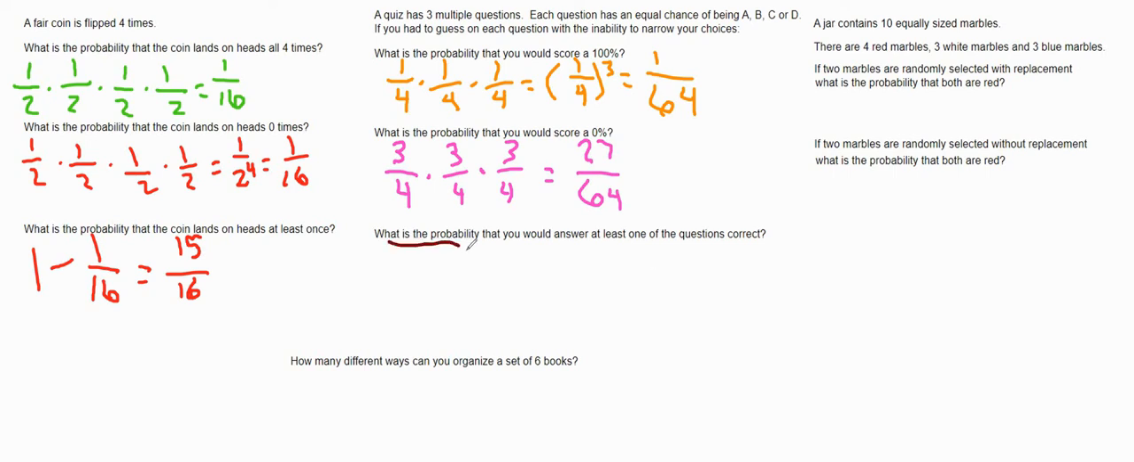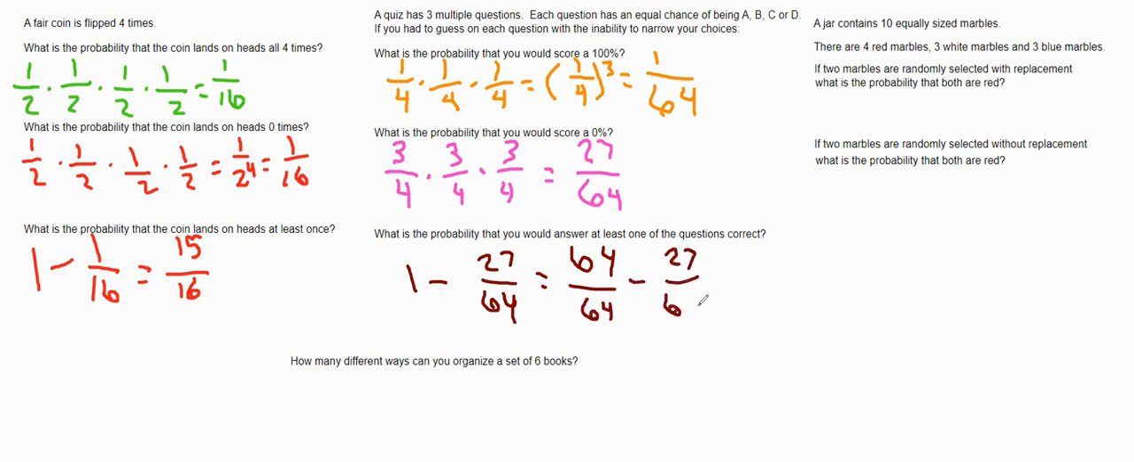The next part is, what is the probability that you would answer at least one of the questions correct? Well, the probability you get a 0 is 27 out of 64. So the probability you get at least one correct would be 1 minus that value. Or maybe I should write this out as 64/64 minus 27/64, and that would equal 37 out of 64.